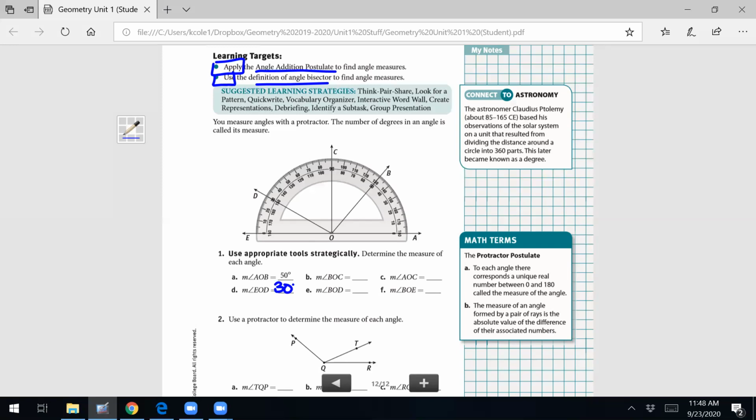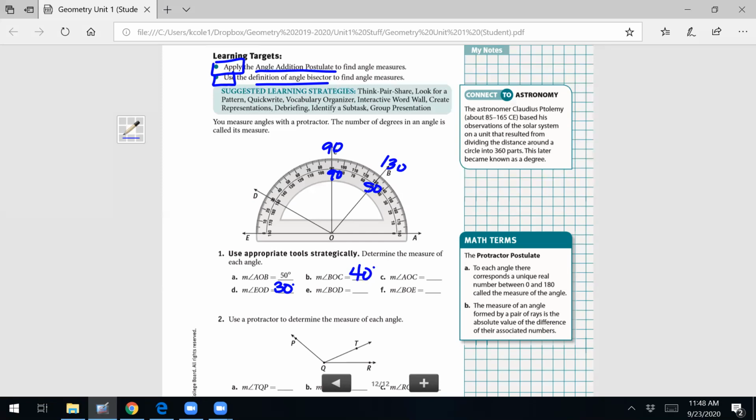All right, so what's BOC? That's 40 degrees, okay, because what's cool about a protractor is you've got both the upper numbers and the lower numbers. So you can see this is 50 right here and this is 90, or you could know this is 90, this is 130. But either way, it's still going to give you the same 40 degrees, okay?